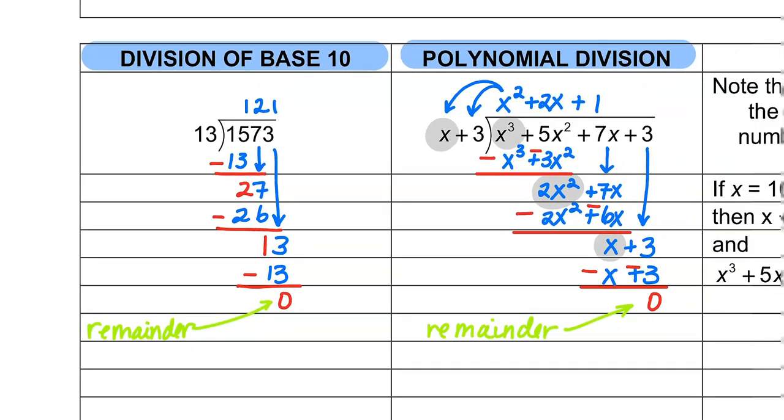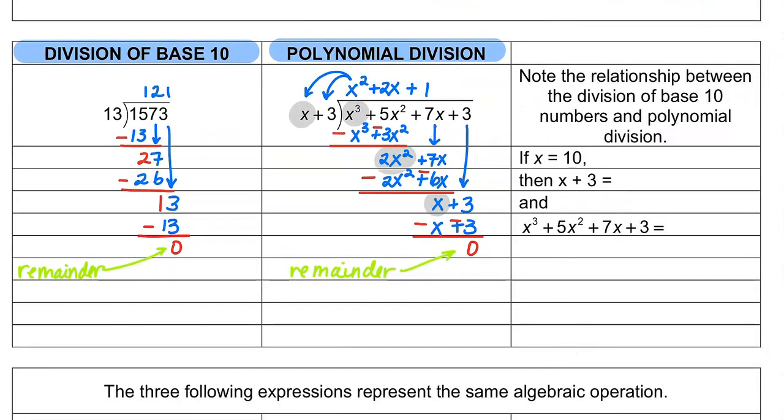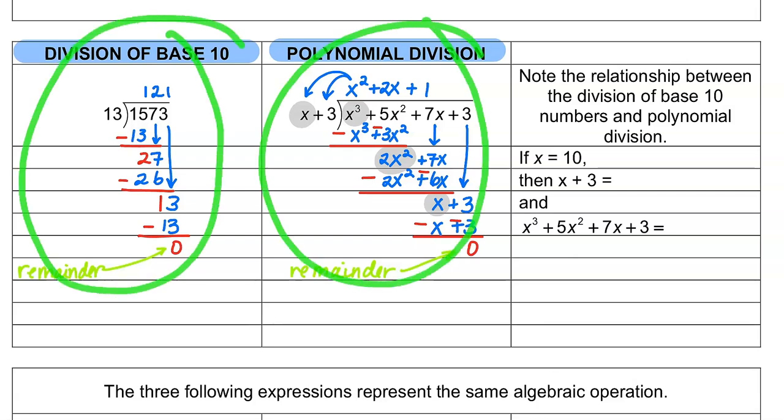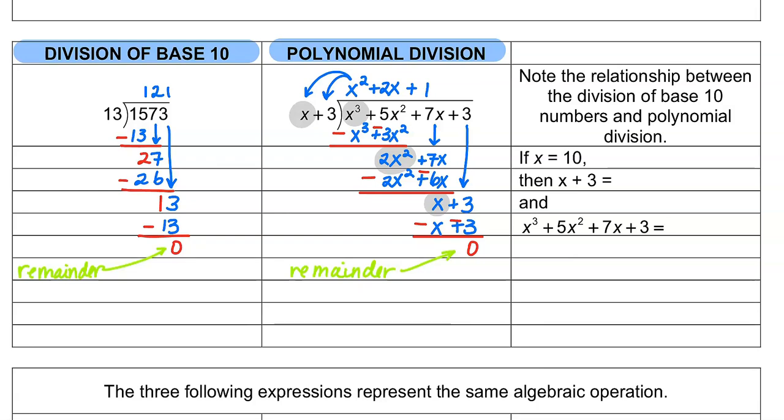Okay, now I want to get to this third column because this is kind of cool. I want you to note the relationship between the division of base 10 numbers and polynomial division. So I want you to see the relationship between what we did here and what we did here. Okay, they're actually super closely tied.